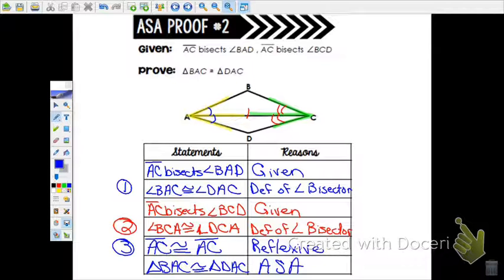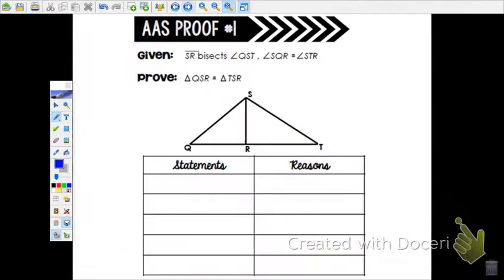So these two proofs worked with that angle, side, angle. The side is between the two angles. The next two proofs, looking at the title, we are going to be using angle, angle, side. So our side is not going to be between the two angles.